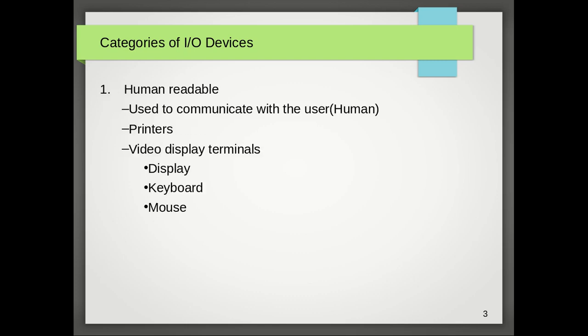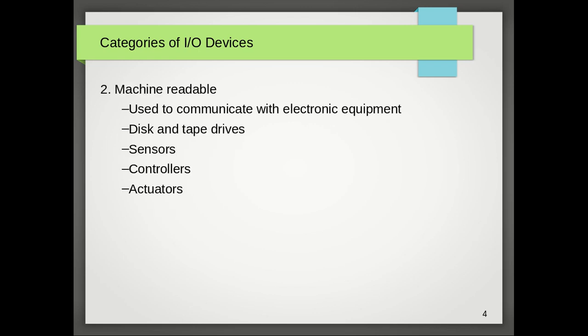For human readable we can say the machine and human interaction, like printers, keyboard, mouse, that is video display terminals, through which we can communicate with the machine. So human can communicate with the machine. That is the one category. Second is machine readable. So machine is taking some input from another device. Okay? That is machine readable. So it is used to communicate with electronic equipment. Examples are disk and tape drives, sensors, controllers and actuators.